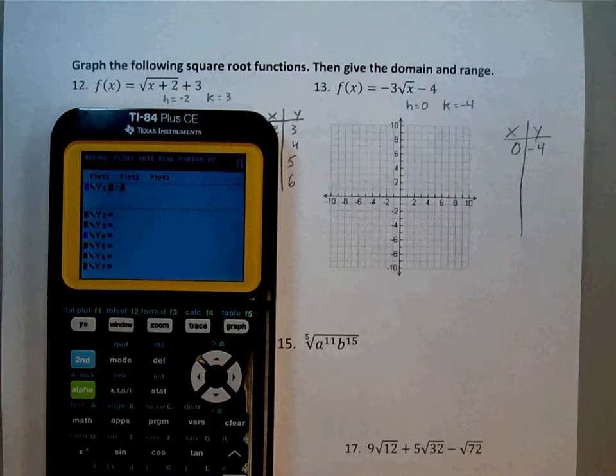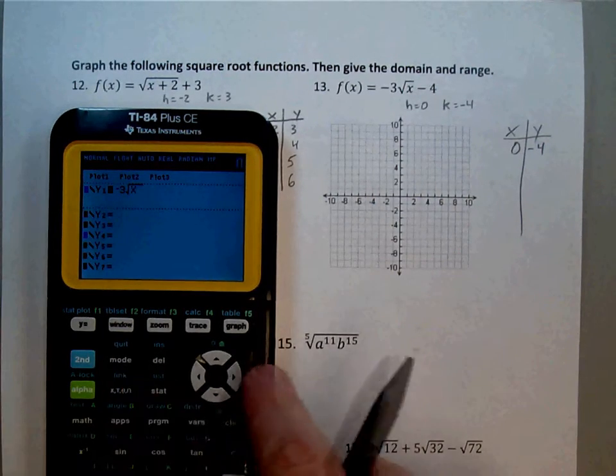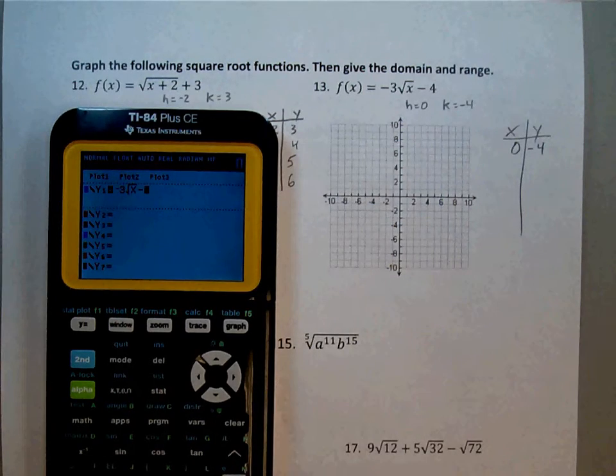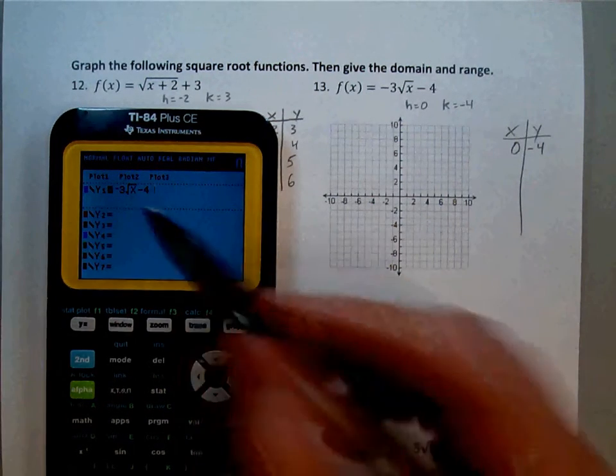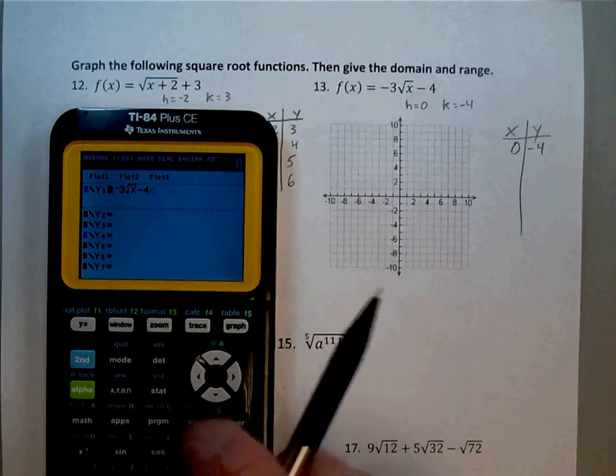Negative 3, use the negative to start with, not the minus. It will give you an error. Negative 3 square root of x. I'm done with the x now. Get out of the square root. Minus 4. Now you have to hit minus, not negative. That would mess it up as well.